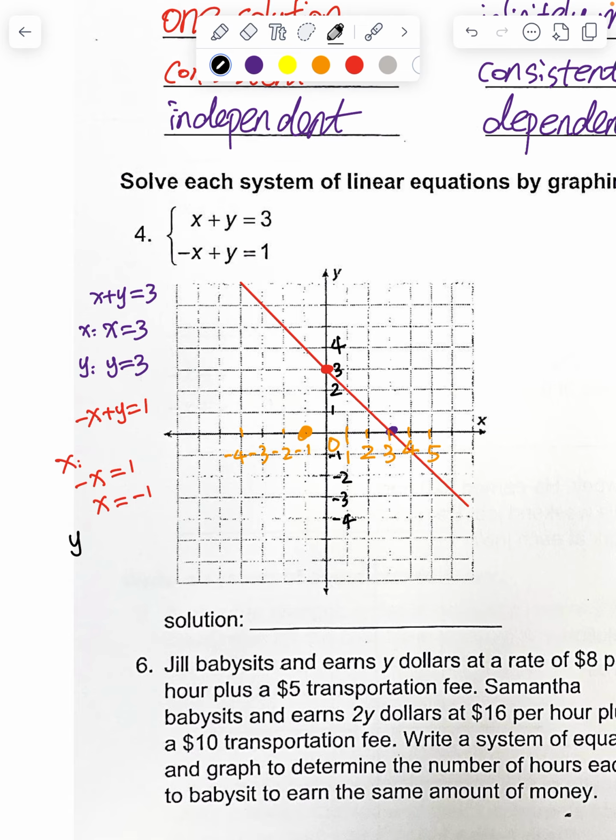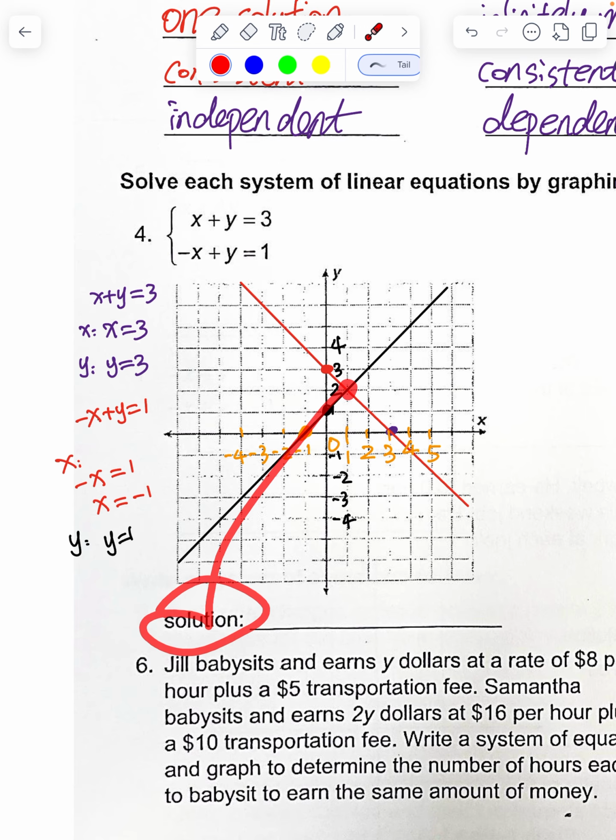Now we're going to figure out the y. The original equation is this. Get rid of the x term. So y equal to 1. The point is right here, right? This point. Now I'm going to connect these 2 points. Make it a little longer, both ends. So the point where they cross each other, that's the solution, right? This point.